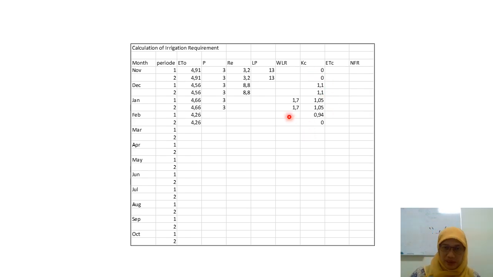And next we will find the water level replacement. It is said that the water replacement applies in the mid-season. If we consider the Kc here, we will see this is the early period, this is the mid period, this is the end period, and this one is the harvesting period. So we put 1.7 in the mid period. This number 1.7 is available in the information.